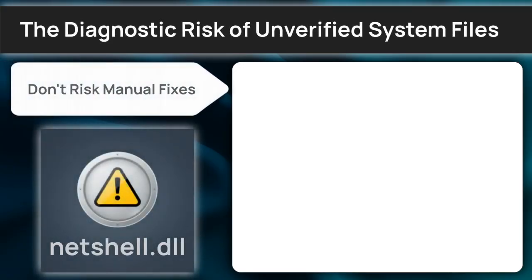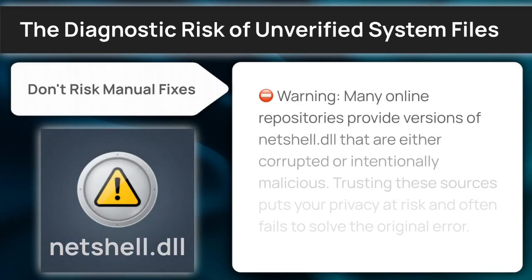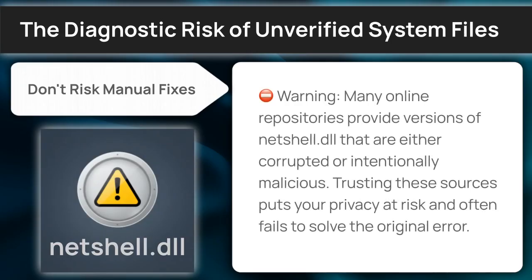To protect your system architecture, I have a few recommendations regarding file authenticity. The version of the network connections shell DLL found on most download sites is often compiled for different hardware, which can cause your CPU to work harder or crash.